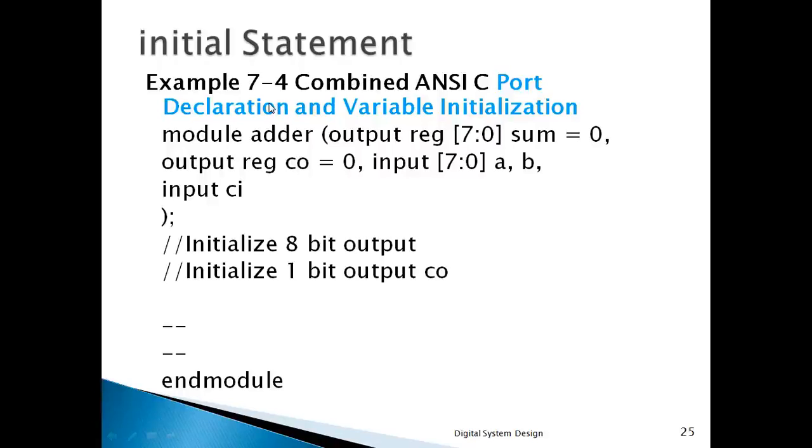Here you see that in this example, at the parameter list of the module we have declared the variable sum with register data type, and this is output, and at the same time we have initialized the value 0. Here we have declared port list C0 as output with data type reg, register data type, and initialized the value 0.